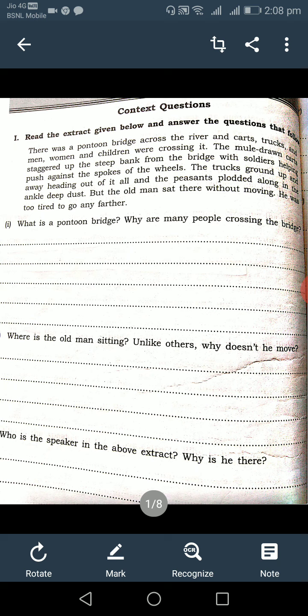What is a pontoon bridge? Well, my dear children, a pontoon bridge is a bridge that is made of large hollow containers filled with air, and that is what we call it, a pontoon bridge. Why are many people crossing the bridge? Now, there can be seen many people crossing the bridge in order to protect themselves from the impending attack by the enemy troops. And you can also write another point in this answer, and that is that the story is set during the Spanish Civil War.